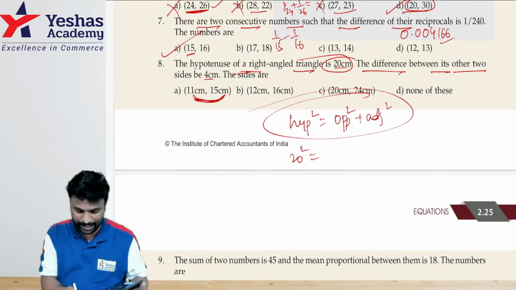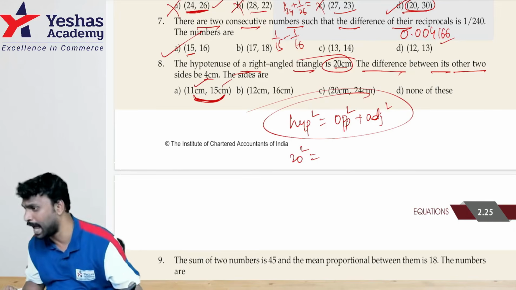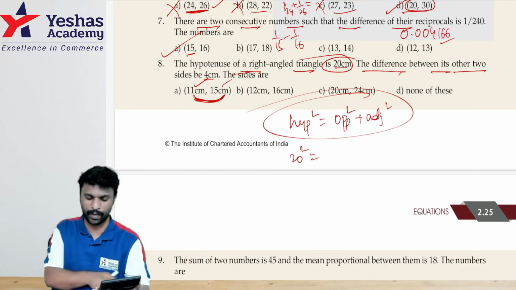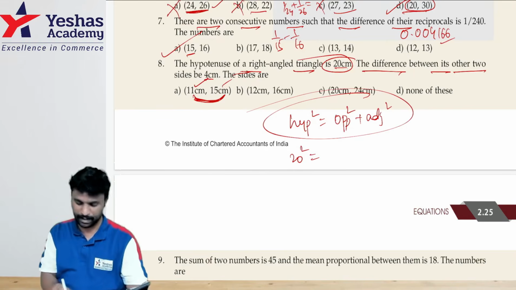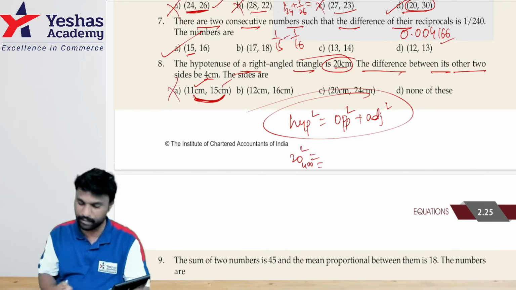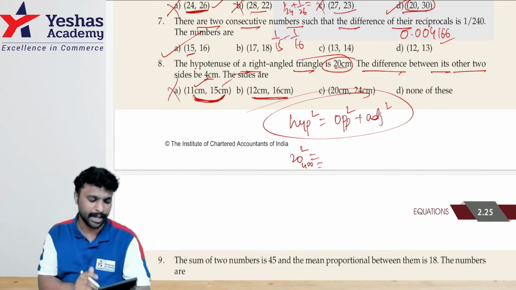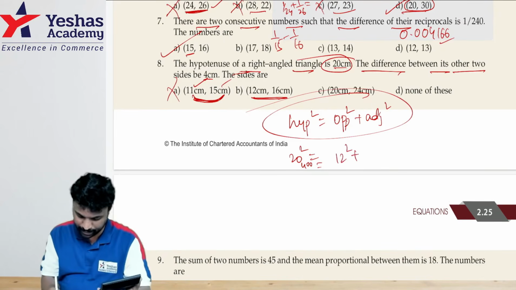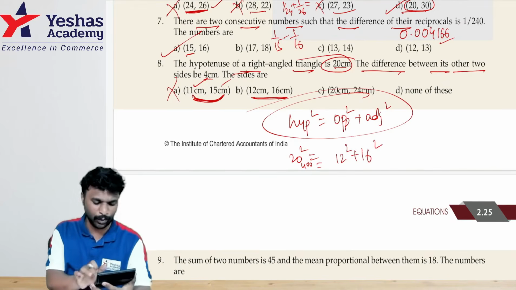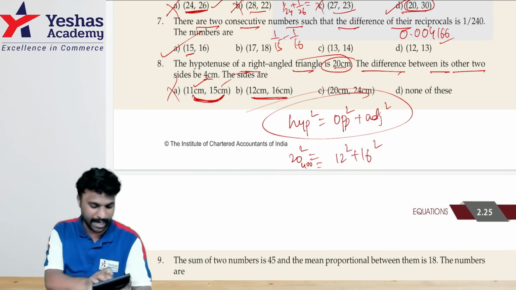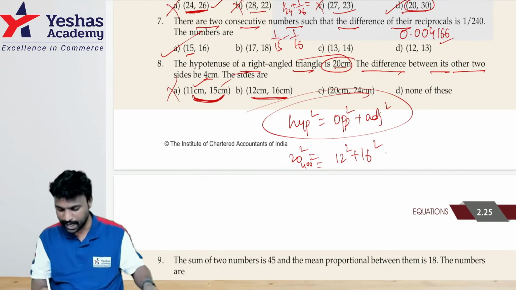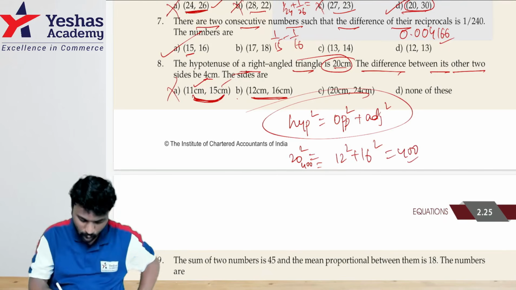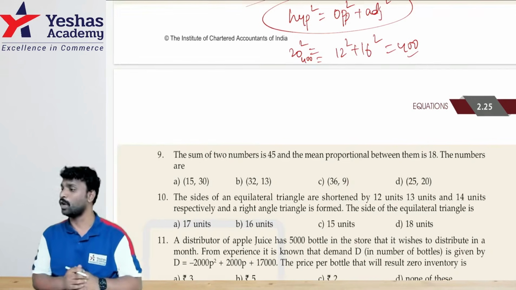Let us now find 11 square and 15 square and then add them together. 11 squared plus 15 squared gives you 346, but 20 square is 400. So option A fails. How about option B? 12 square plus 16 square is what you need to do. Finally, that fetches you how much? 400. That means option B is the right answer. Moving on to the next question.